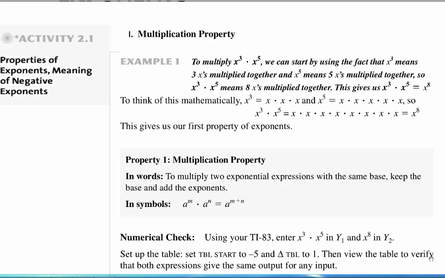In activity 2.1, we're going to discuss properties of exponents. Take a look at example 1. Say we're going to multiply x cubed times x to the fifth.